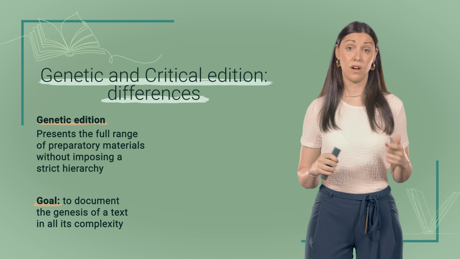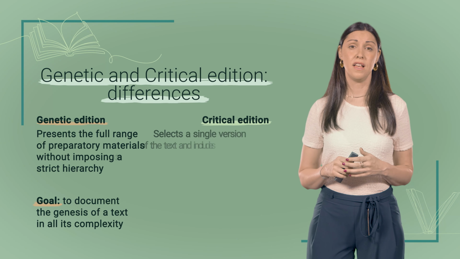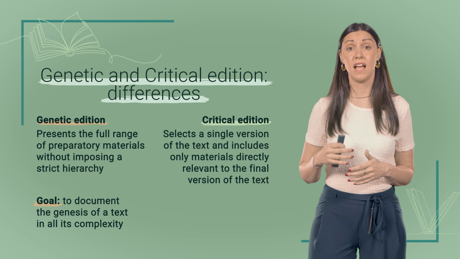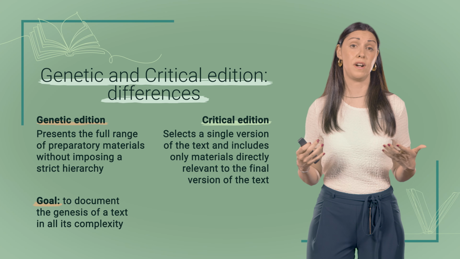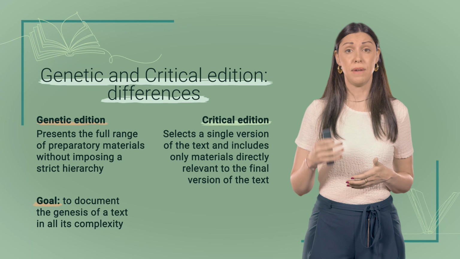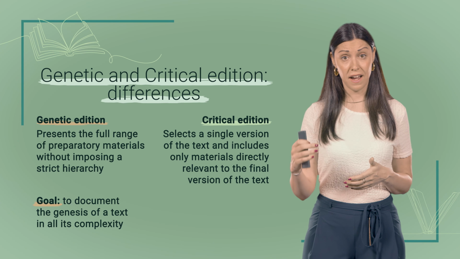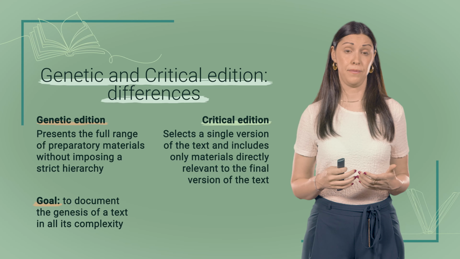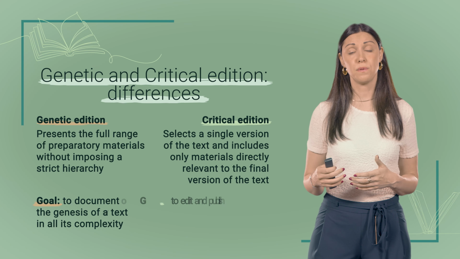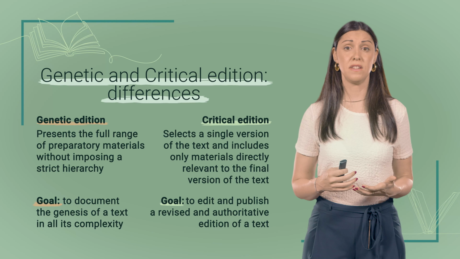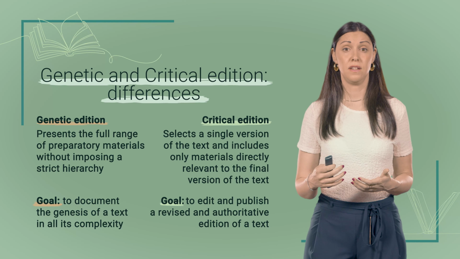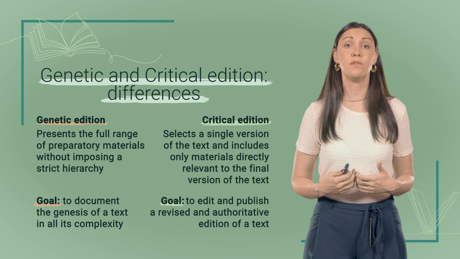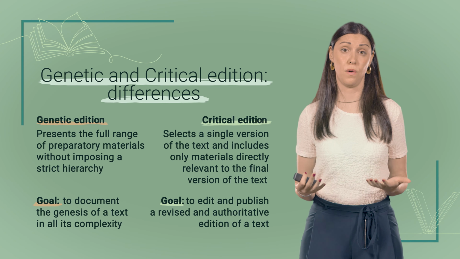By contrast, a critical edition selects a single version of the text and focuses on reconstructing how it evolved through authorial revisions. Only materials directly relevant to the final text are included, while others might be edited separately. Here, the editor's role is not only to document, but also to interpret, organizing the evidence into a coherent, readable form that reflects the developmental history of the work.